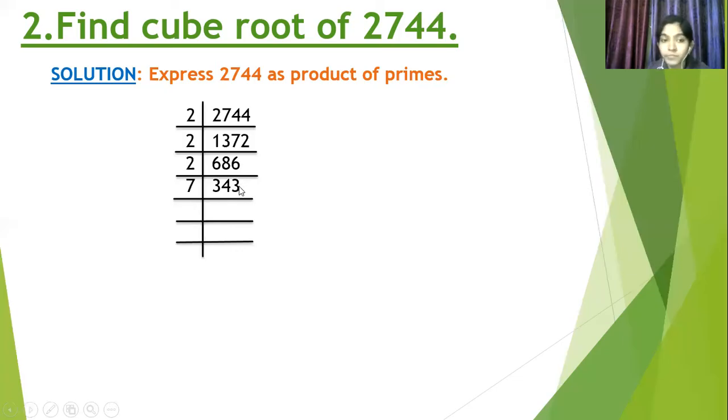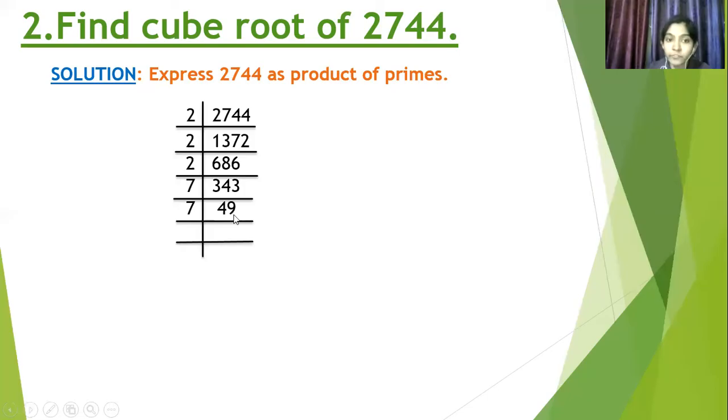And it will not be divisible by 5. Why? Because the last digit is not 0 or 5. So we will take the next prime number 7. So 7 fours are 28, then 7 nines are 63.